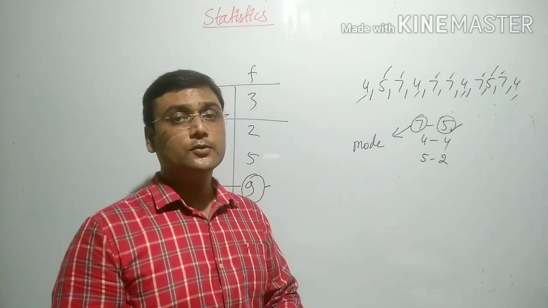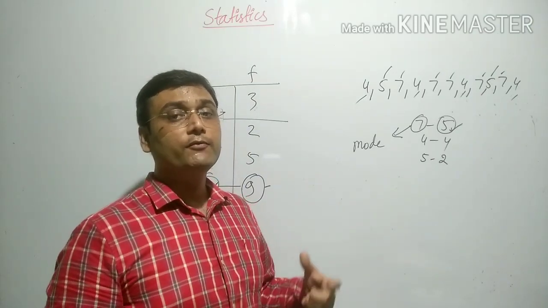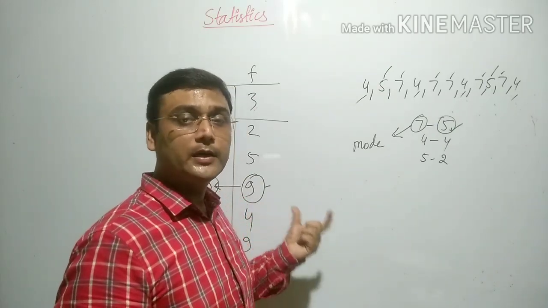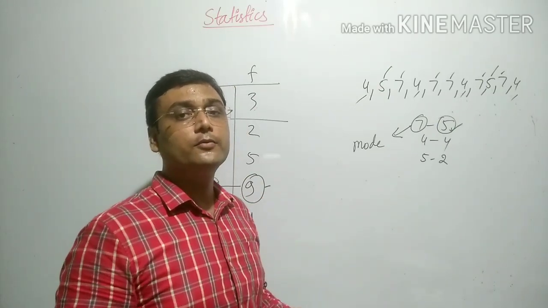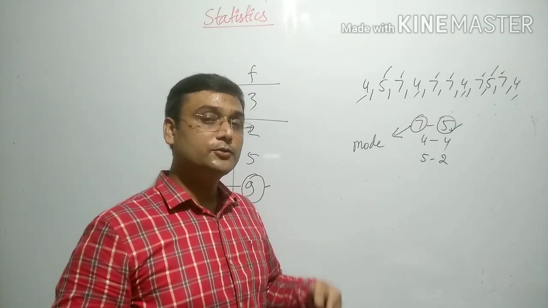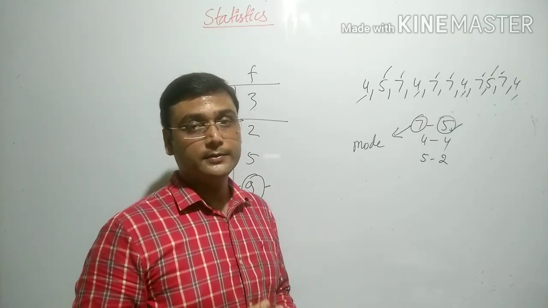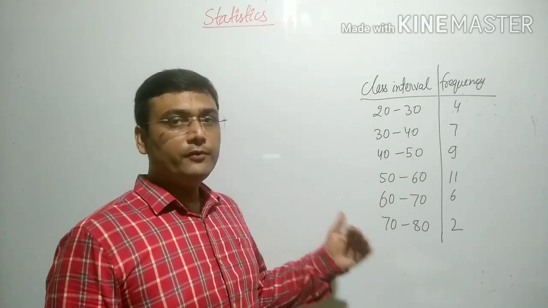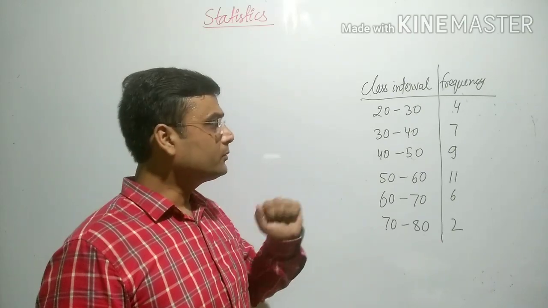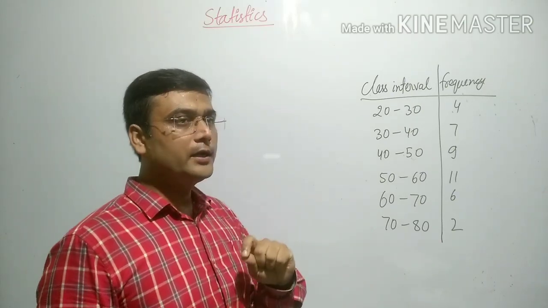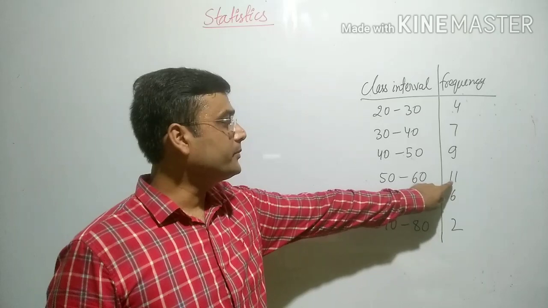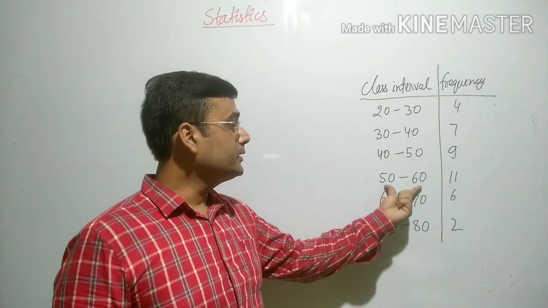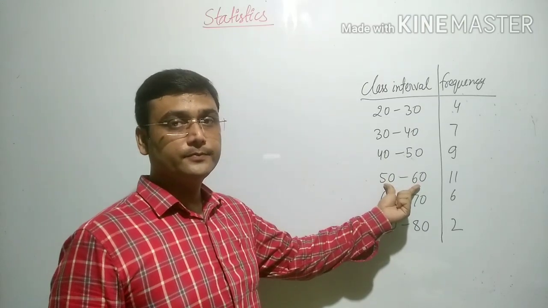Now we will come to the next part, when the data will be given in the form of class interval. So for understanding that, we will take the class interval, we will draw the histogram with the help of that data, and then we will find the mode with the help of that histogram. So let's see how we will do that. I have taken this class interval and frequency here. We will draw the histogram of this. So first of all, we will see the maximum frequency. Maximum frequency is 11. So mode will be in this class interval.